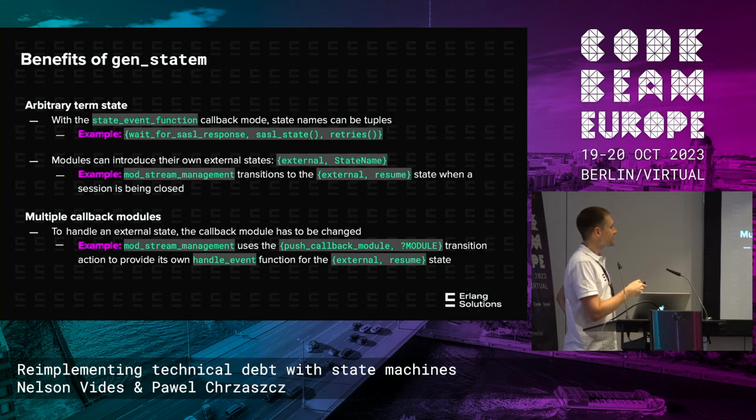Okay, so the first thing is that we are using the state event function. So there is a handle event function, right? And we have these complex states that are tuples. That's the first feature that we used.